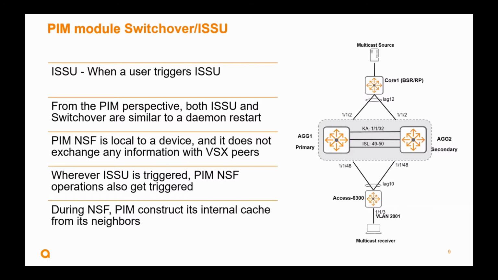When the PIM nonstop forwarding state is in an active state, there is a timer of 210 seconds. And we maintain and continue forwarding the multicast traffic across without adding or deleting any M routes in the tables.